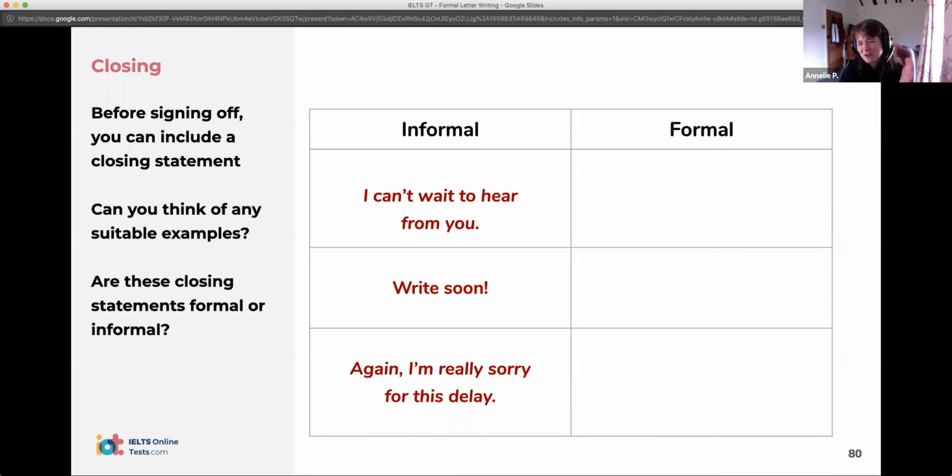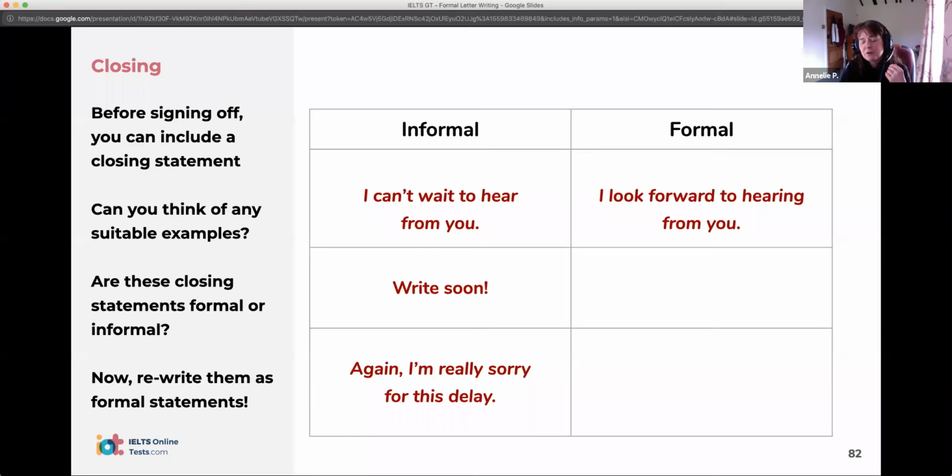So now we're going to turn them into formal phrases with the same meaning. Okay, so I can't wait to hear from you. In a formal setting, how would you express that idea? Okay, awaiting your response. I look forward to hearing from you. Yeah. Okay. So I look forward to hearing from you.